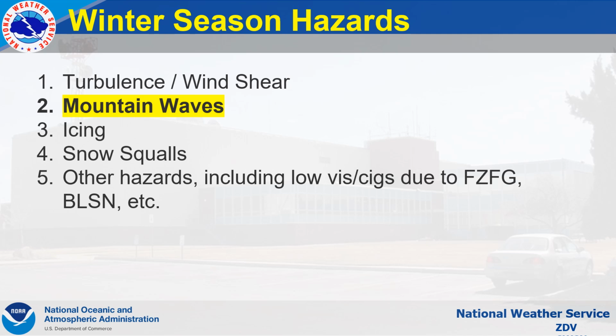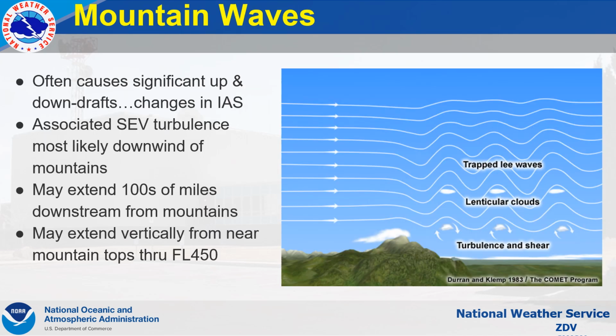Now, moving on from regular turbulence and wind shear to mountain waves, something that is, of course, very common here in Denver Center. The biggest difference between mountain wave and typical high-level turbulence is there's a lot more impact in the vertical as opposed to the horizontal. This often causes significant up and down drafts and changes in indicated airspeed.